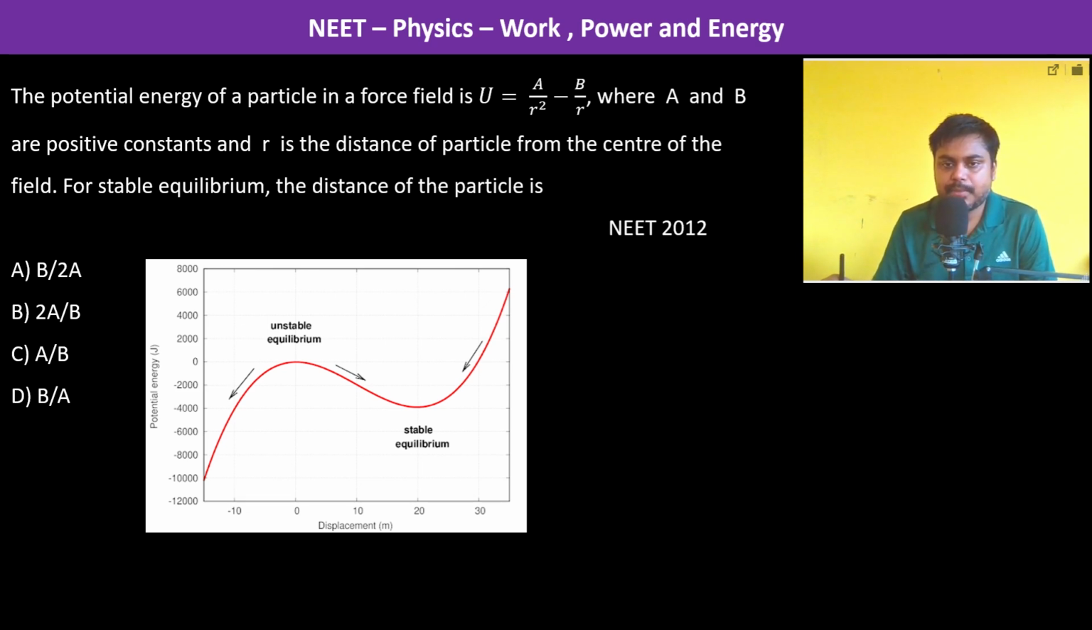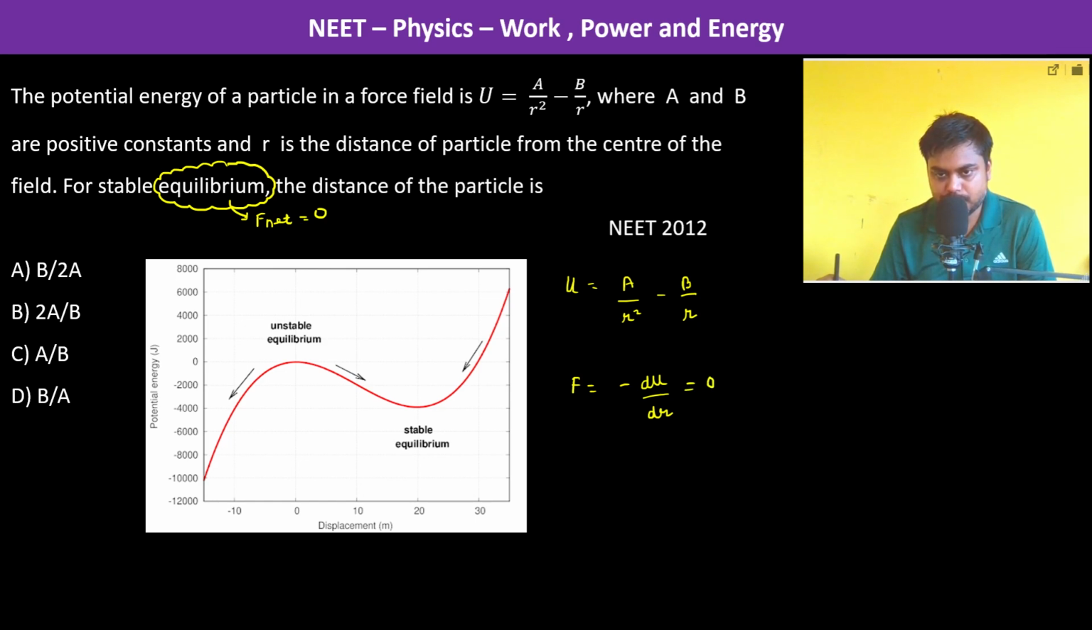So we have this potential energy, which is A by R square minus B by R. Now force is equal to minus dU by dR. Since it is stable equilibrium, equilibrium itself means that the net force is going to be 0. So therefore this should be equal to 0. That's the first thing. And it is stable equilibrium.